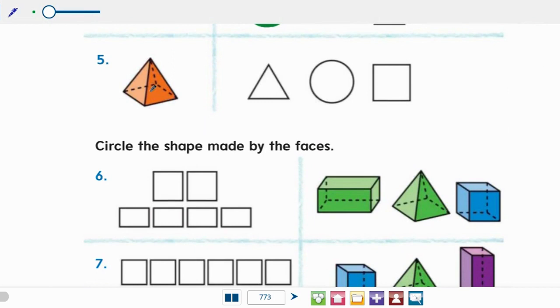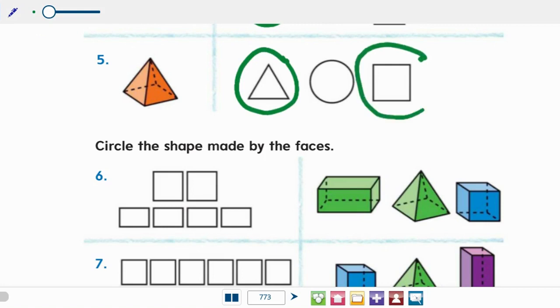For number 5, I see that I've got my prism here. And so for this one, I can see, well, the side of this face right here is a triangle, so I'm going to circle triangle. And then I can also see that my base down here is going to be a square. So I need a square on this one as well. So I've got a triangle and I've got a square.